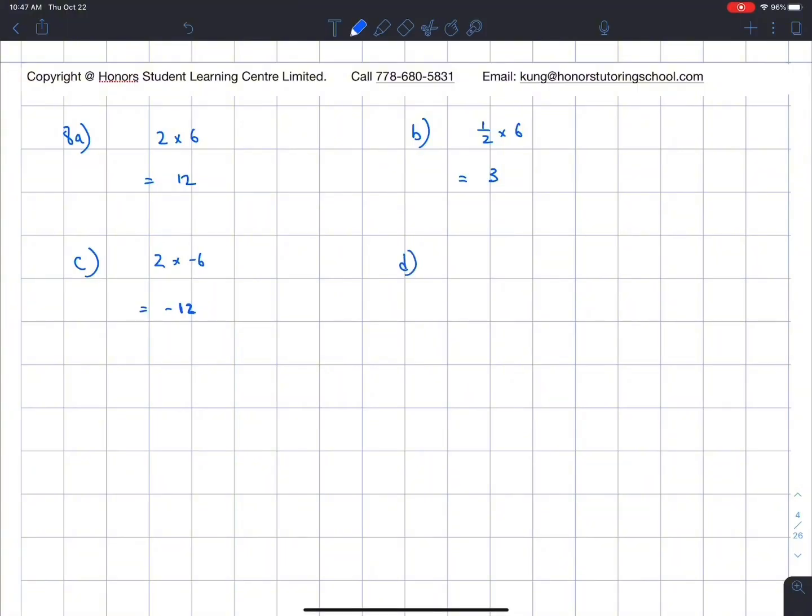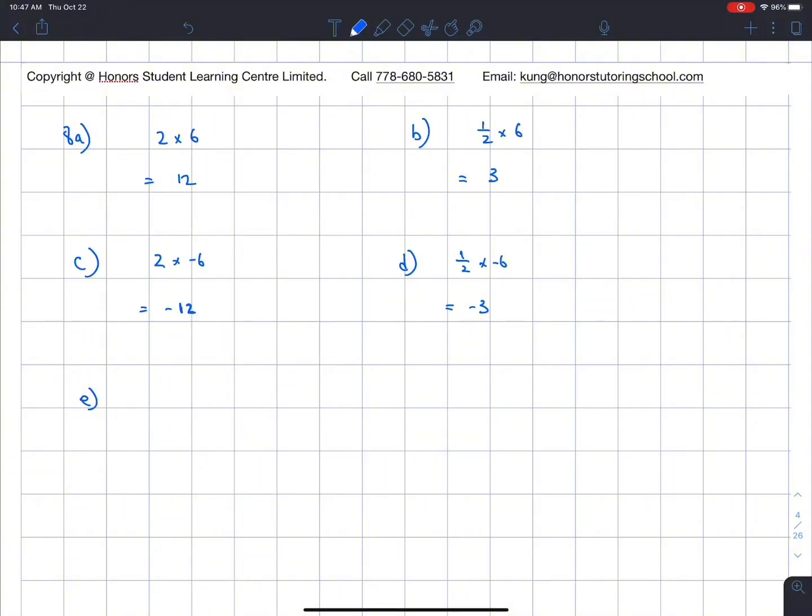What integer is half as large as -6? It will just be half times -6. And half of -6 is -3. Okay, and then E.